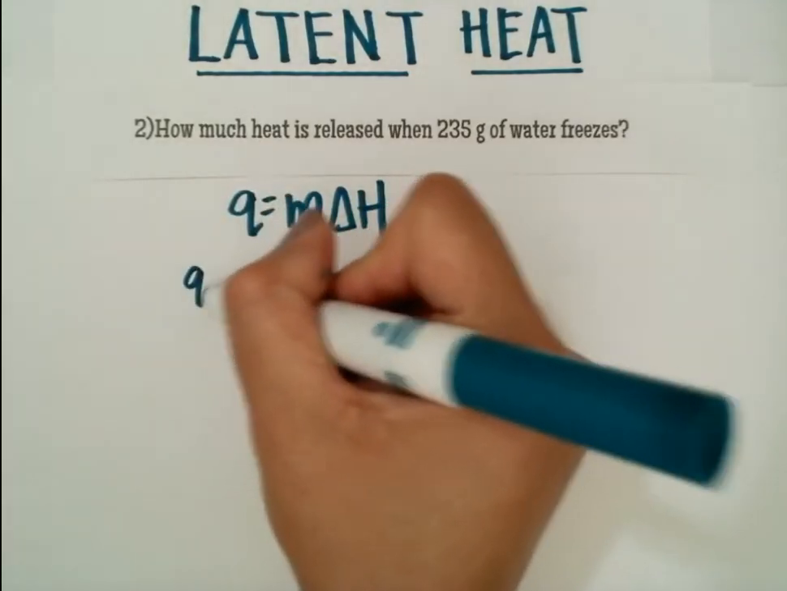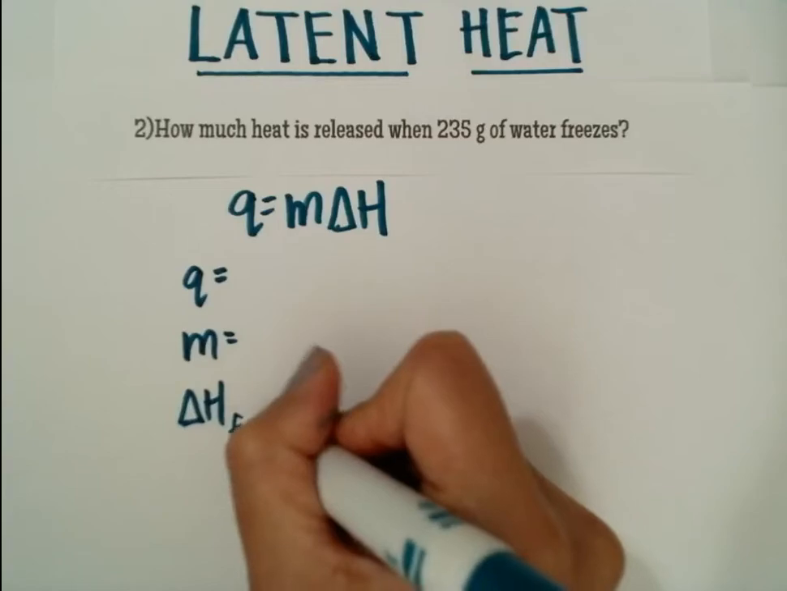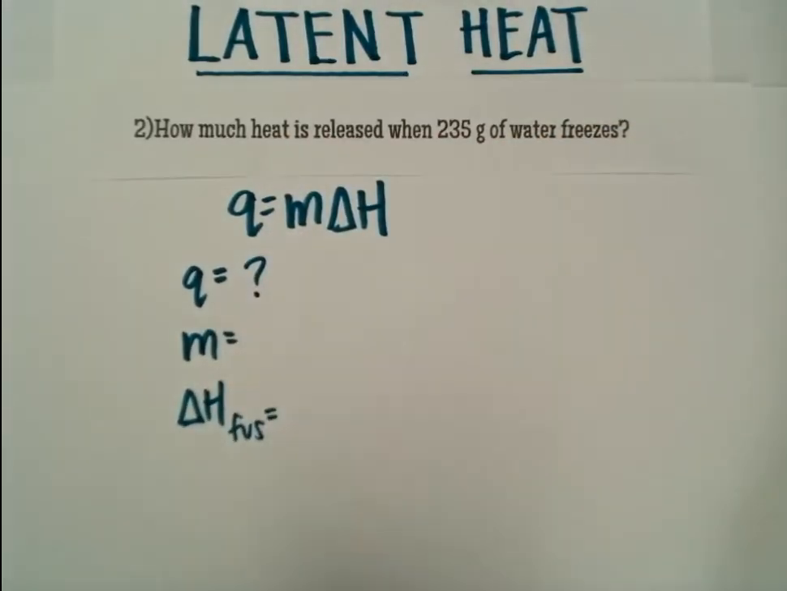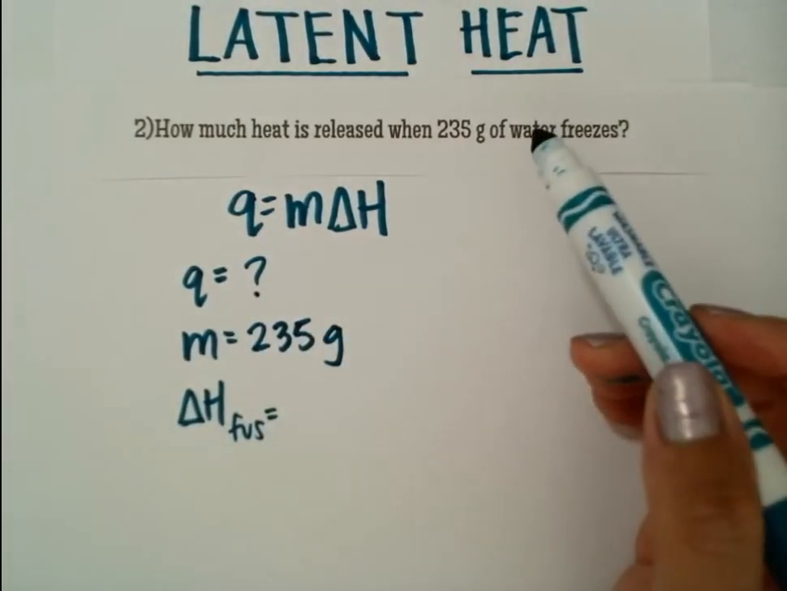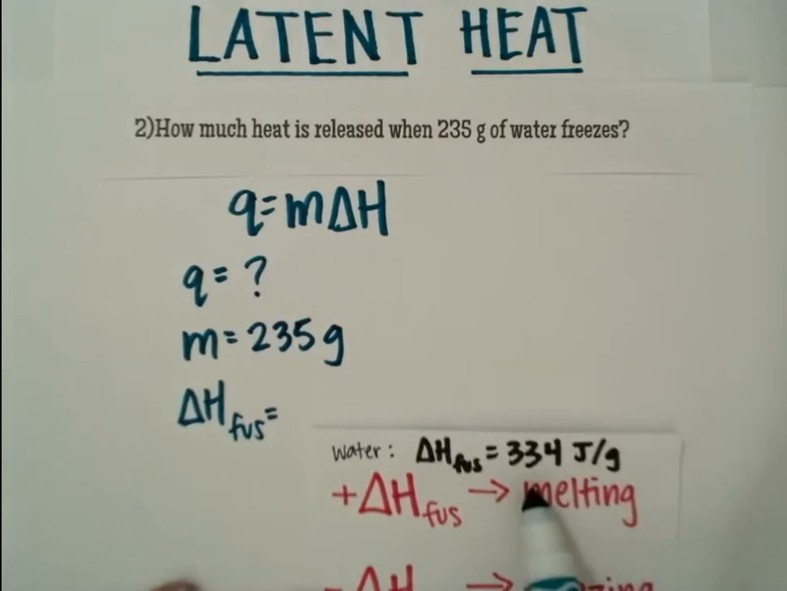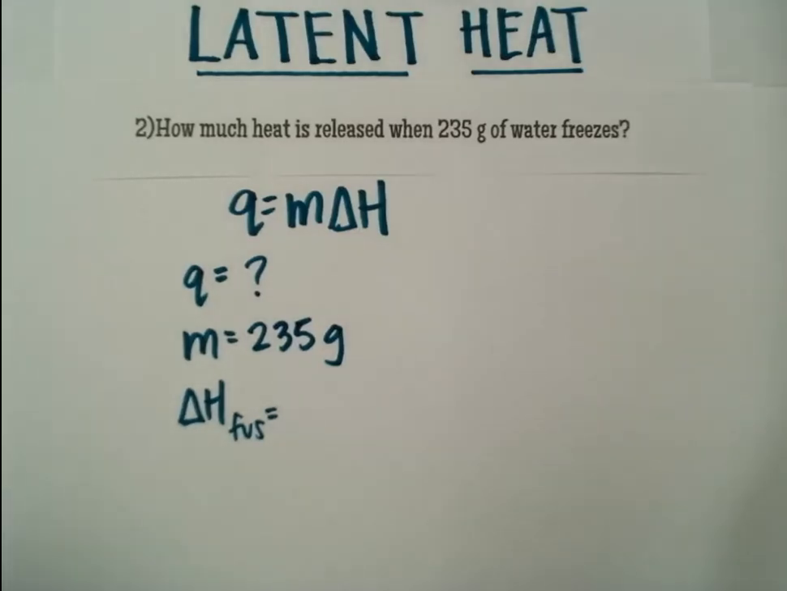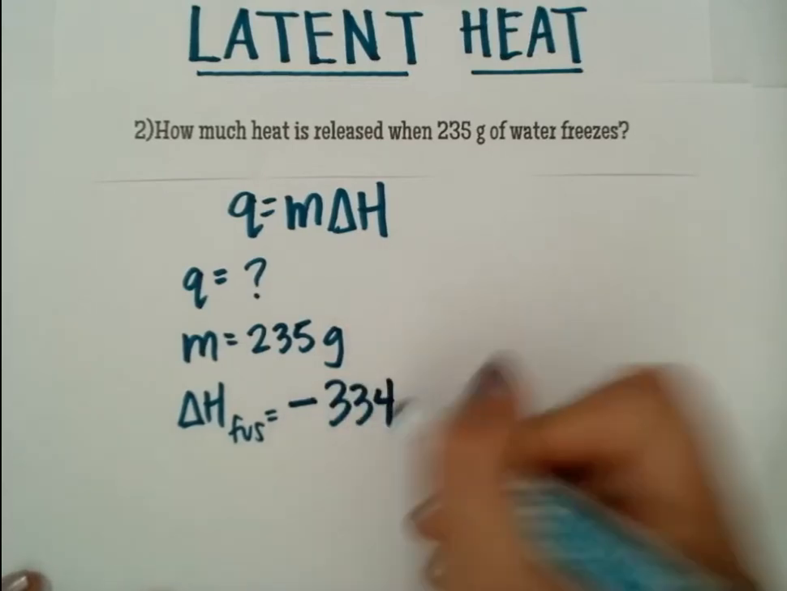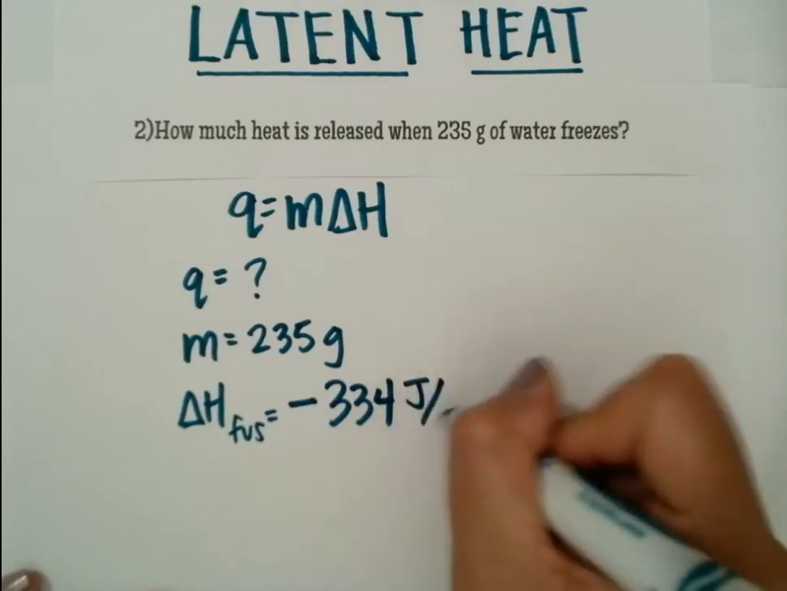So I'm going to list my variables: Q, M, delta H fusion. Q is how much heat, so we are solving for that. M is 235 grams, and because we're looking at water, I'm actually going to use this value here. This is the delta H fusion for water, which is 334 joules per gram. And like I said earlier, we're making this negative because we are going through an exothermic phase change.